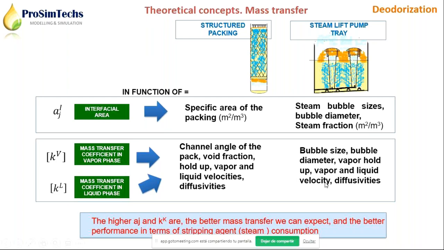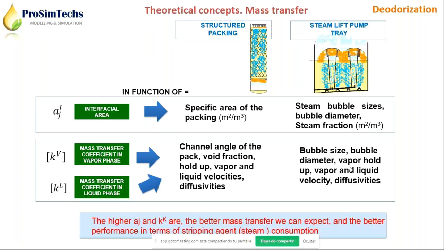And so normally, we have a much higher interfacial area in a structured packing, due to the surface area that the packing offers, than in a tray, which leads to a much better contact between the oil and the stripping steam that we are injecting, and then to a lower steam consumption for the same stripping duty, for example, to remove a given free fatty acid content in the inlet oil. And this is why, as you probably already know, we typically use less injection steam in the deodorizer when we have a structured packing.